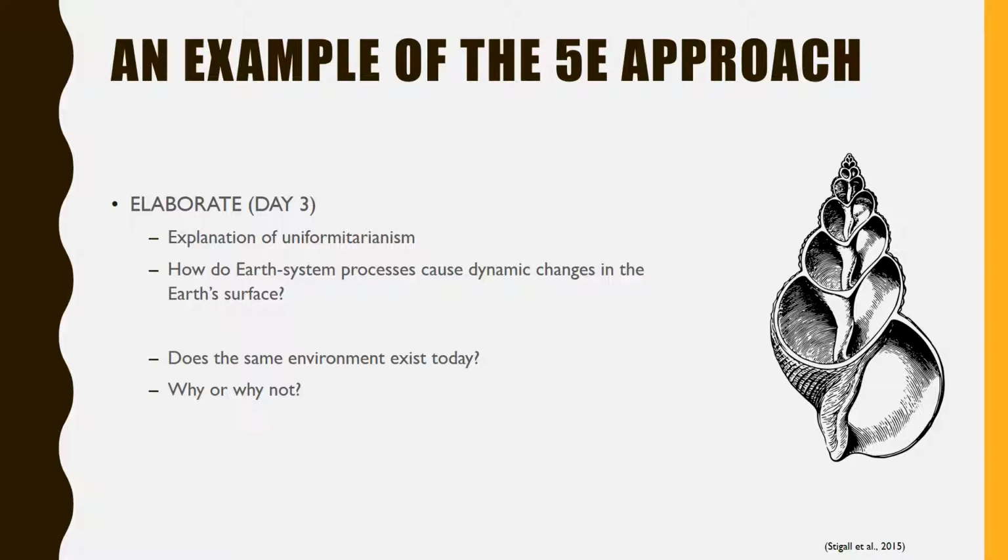For the elaborate phase, students are asked to generate an explanation of uniformitarianism through examining larger sets of observations of the geologic record. Additionally, students are asked to discuss Earth system processes that cause dynamic changes in the Earth's surface. The author suggests for the elaborate phase that teachers use fossiliferous rocks from another interval in Earth's history and notes that images of these rocks are fine.